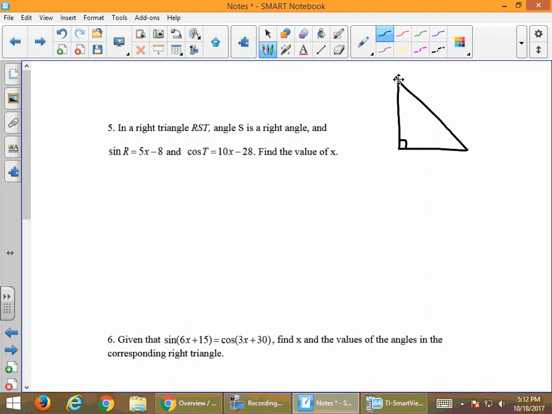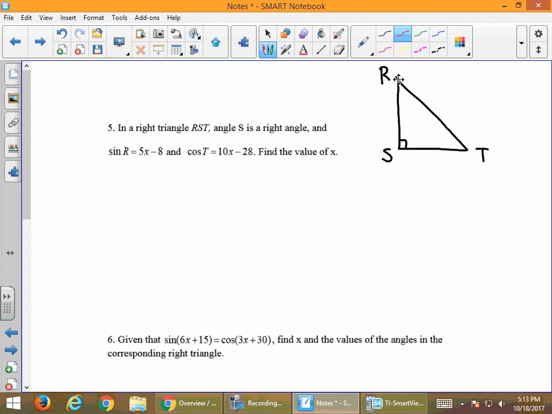It says angle S is the right angle, and it says the sine of R is 5x minus 8, and the cosine of T, well, again, just like my last problem, this says that the sine of R is 5x minus 8. The cosine of T is 10x minus 28. Find the value of x.